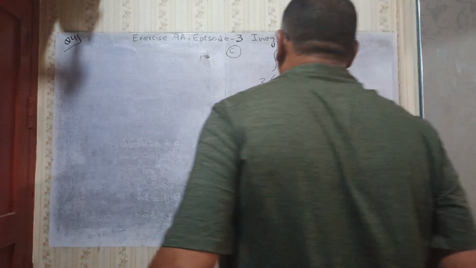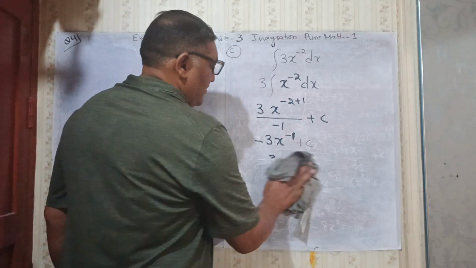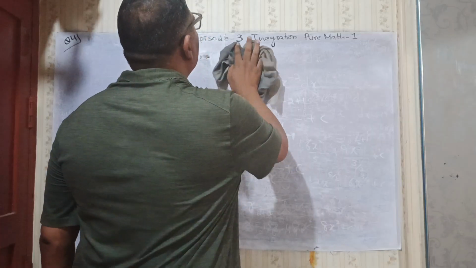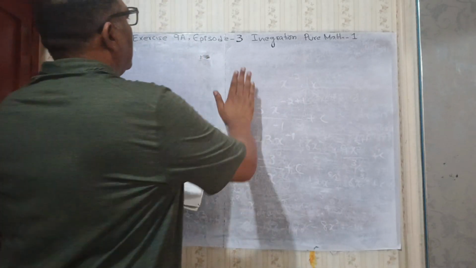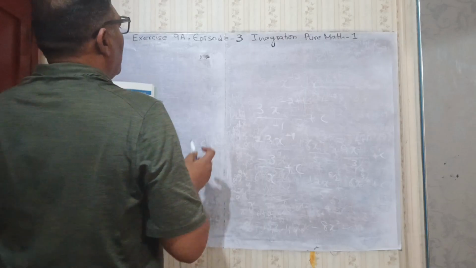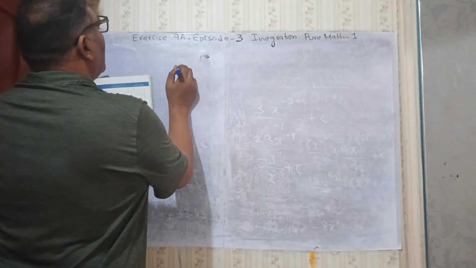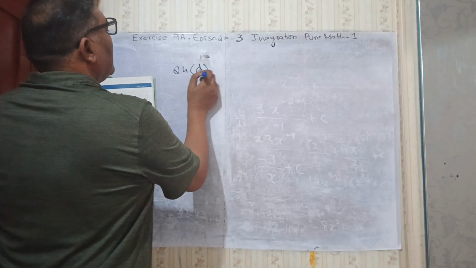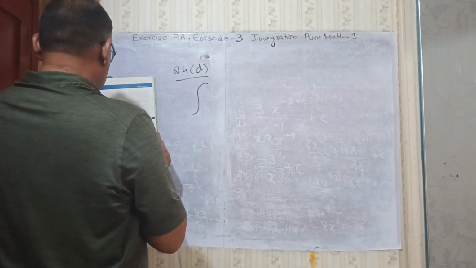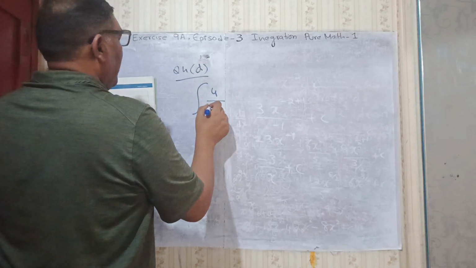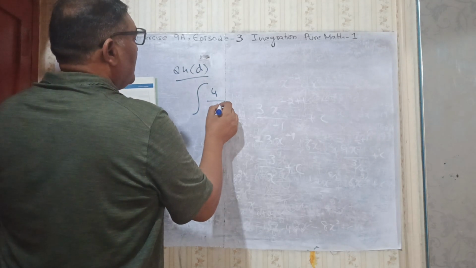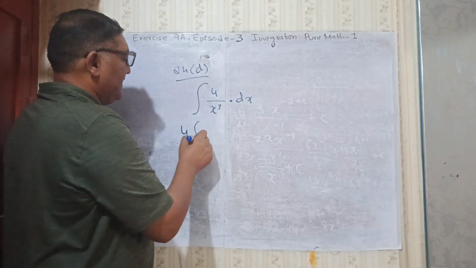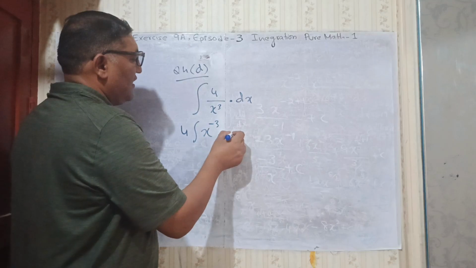Now we will go to the next part, question number 4, the D part. It says the integration of 4 by x cubed dx. Bring this 4 outside, and bring this x cubed upstairs, into dx.